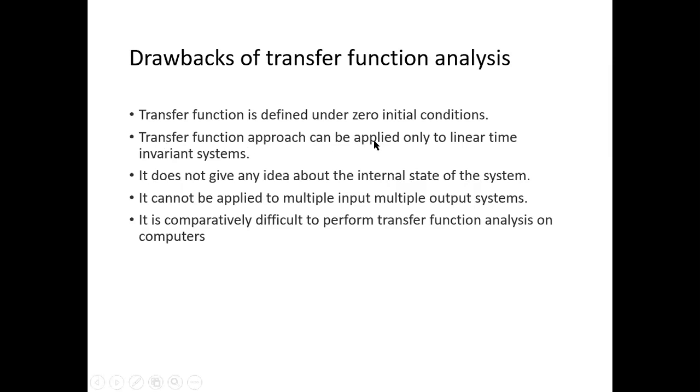Second, the transfer function approach can be applied only to a linear time invariant system, whereas the state space modeling can be used for the time variant system as well, linear system, non-linear system as well. Third, it does not give any idea about the internal state of the system, correct? Though it considers the differential equations, it does not consider the internal states.